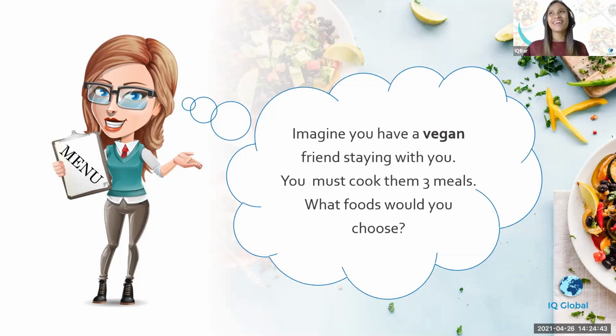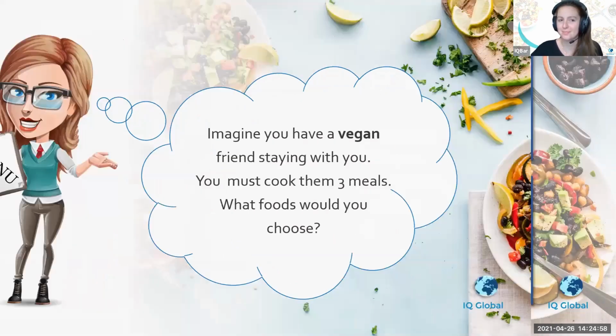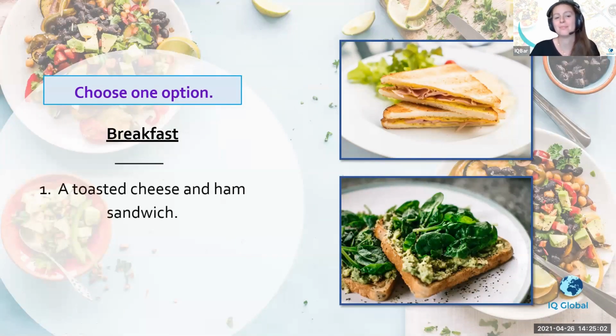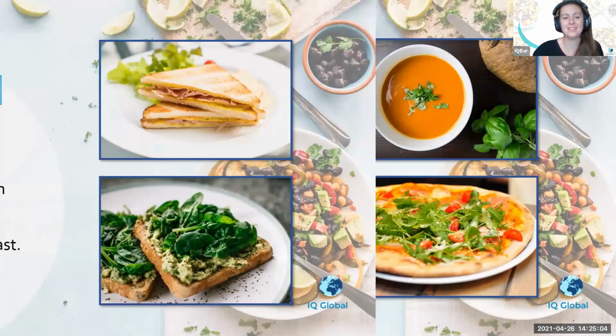Well, I was thinking of something along the lines of your butternut spaghetti or zucchini spaghetti. Maybe for dinner, something a little bit more fancy, like a cauliflower steak. Absolutely. Ooh, sounds delicious. Okay, so here, can you choose one option? Oh, there we go.